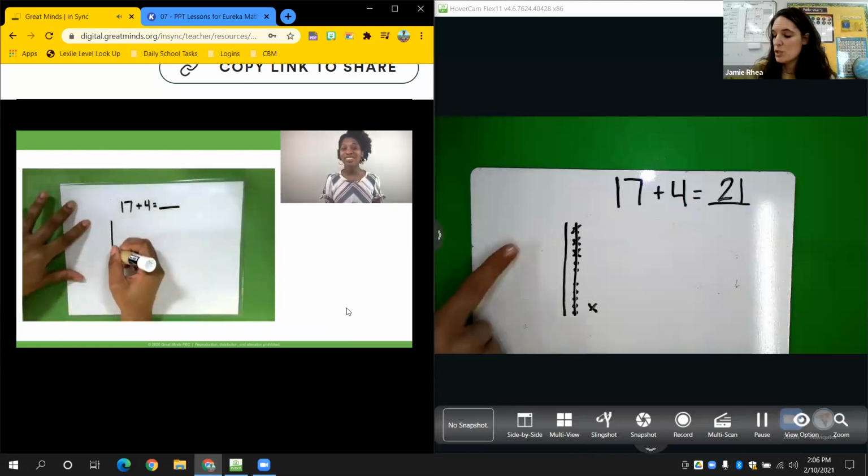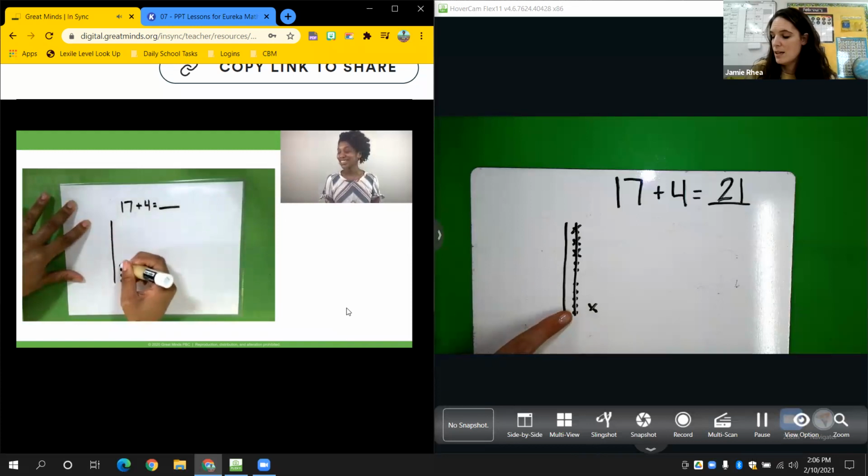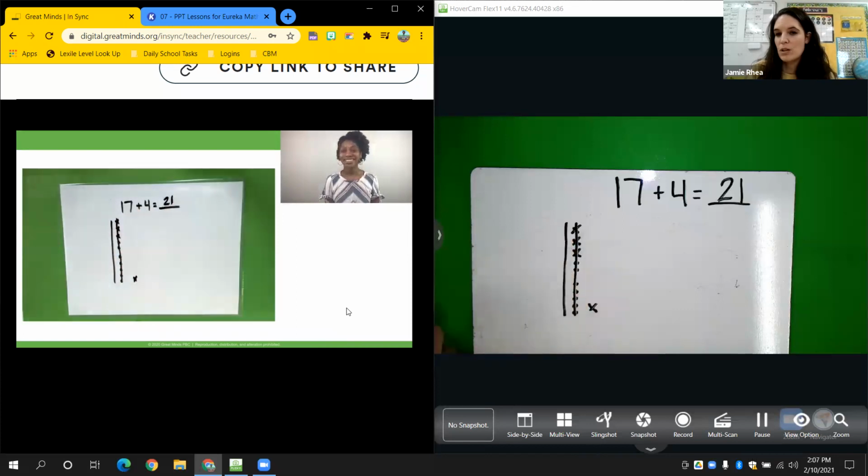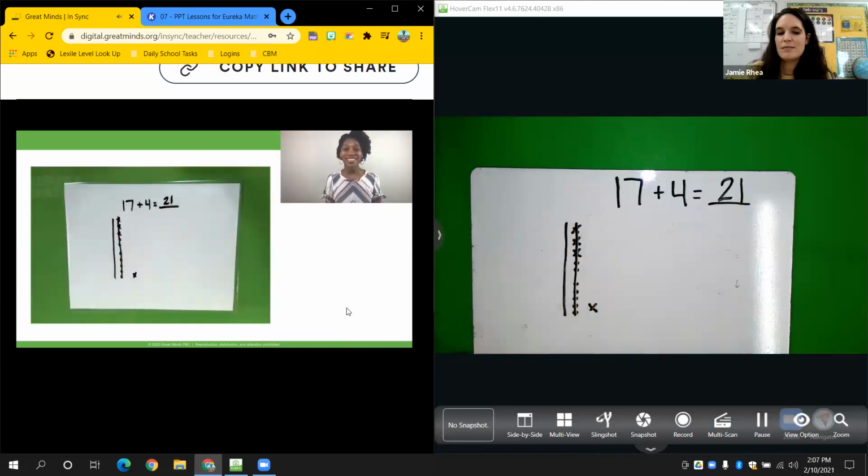Okay, so let's check. We should have 1 ten, and then 7 ones, and then we had 4 ones, and we made the 10. Here's what your work should look like. That's what ours looks like. Great work, mathematicians. Let's look at some more strategies.